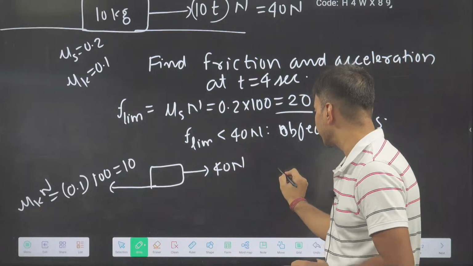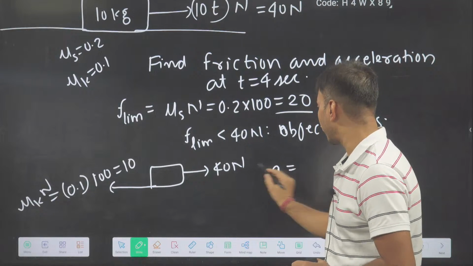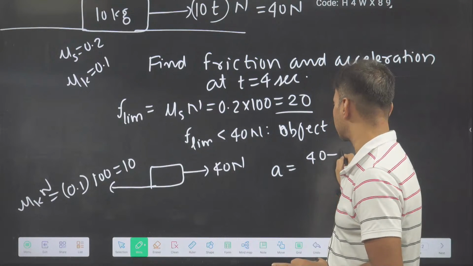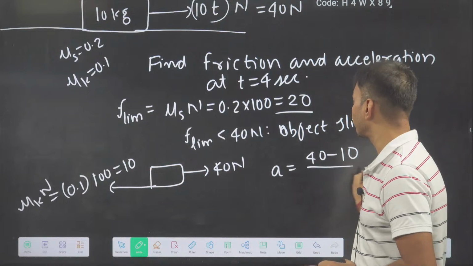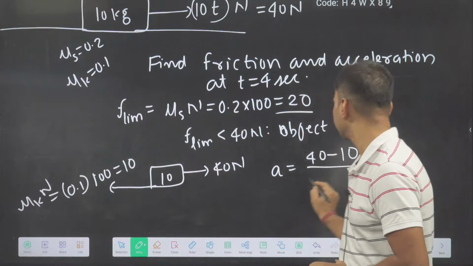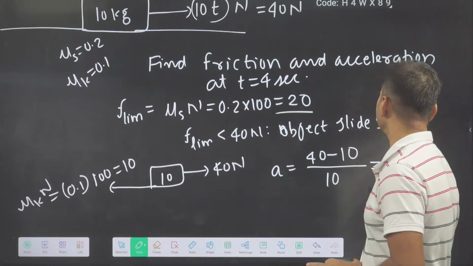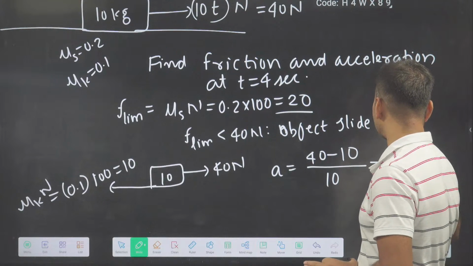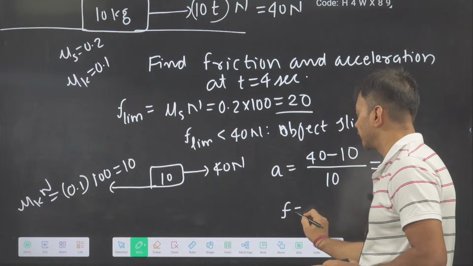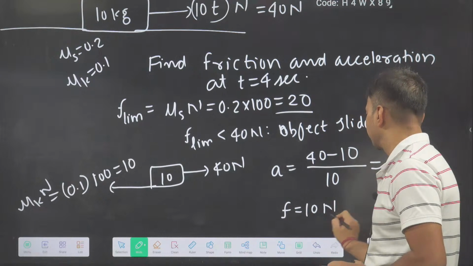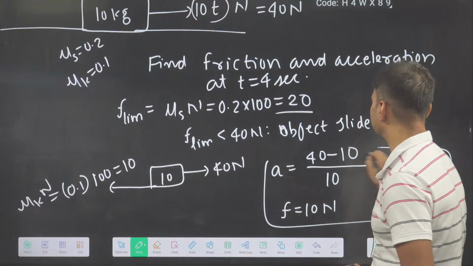But if it is unable to stop, kinetic friction comes into play and I have to use mu k into n. So now see, acceleration I can tell. Driving force minus opposing force. Driving is 40, opposing is 10, upon mass, which is again 10. So my answer is 3 meter per second square. At this moment, acceleration is 3 meter per second square. And if they ask you friction at this moment, the answer is 10 Newton. They can ask you anything.